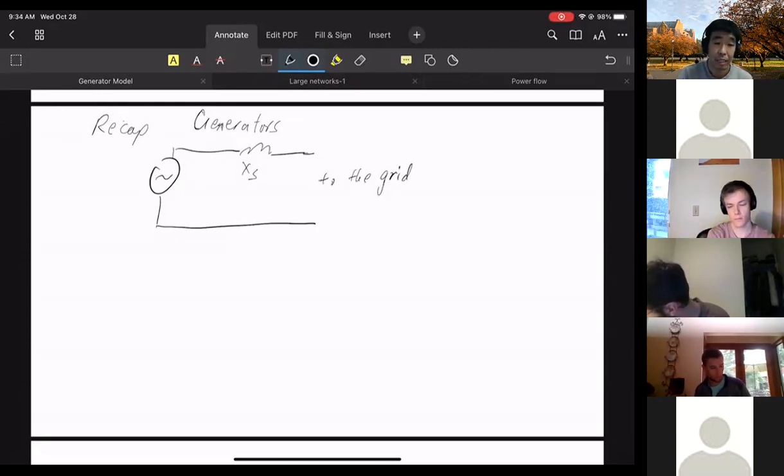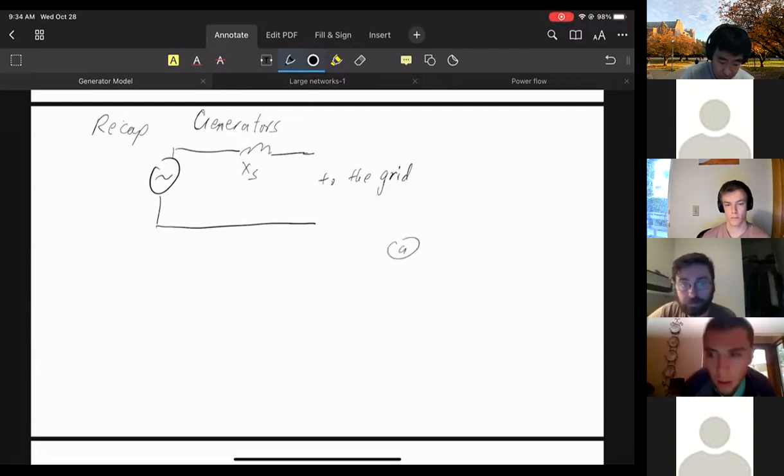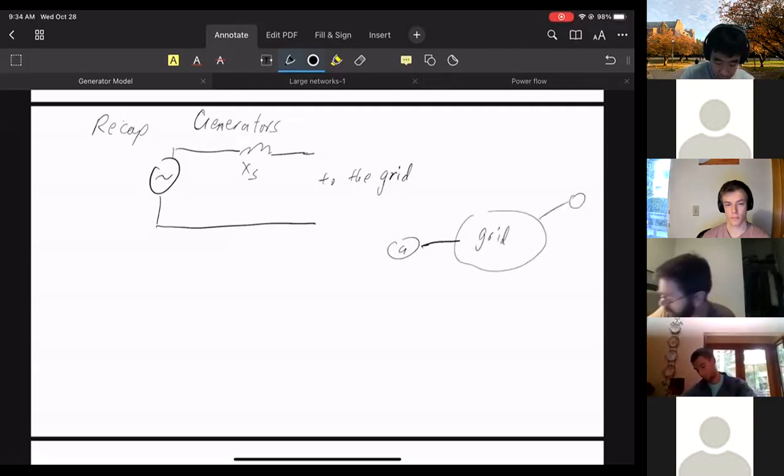So you see some examples saying a generator connects to a load, supplying so much power. That's not a very common situation. The more common situation is you have a small generator, for example, going into this sort of big grid, and you're supplying different loads.